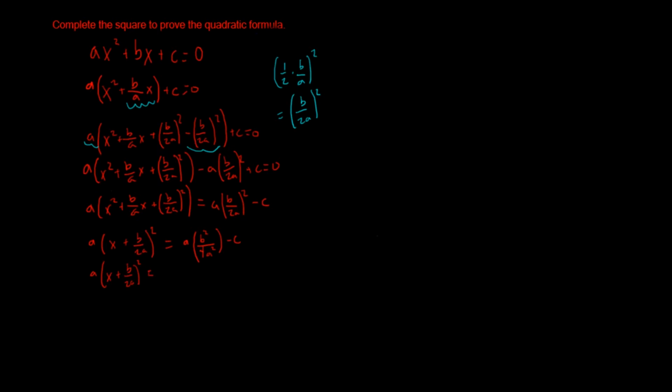So if we do b squared over 4a squared divided by a, well, what's 4a squared divided by a? Just that, 4a squared divided by 1a, it's just going to be 4a. So it's going to be b squared over 4a minus c.